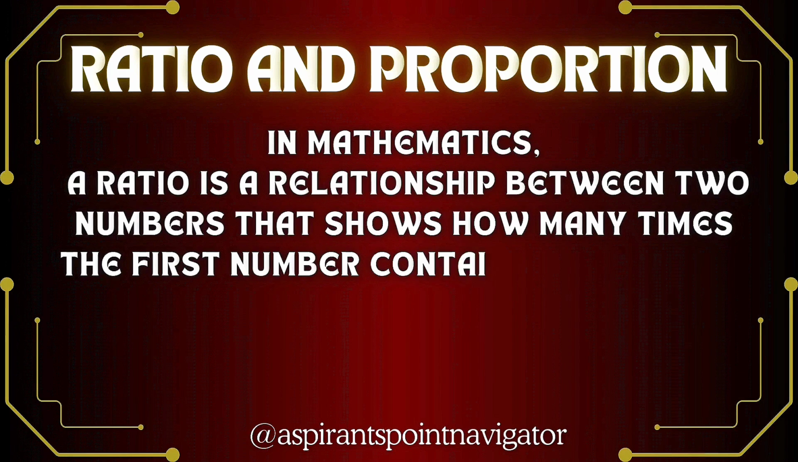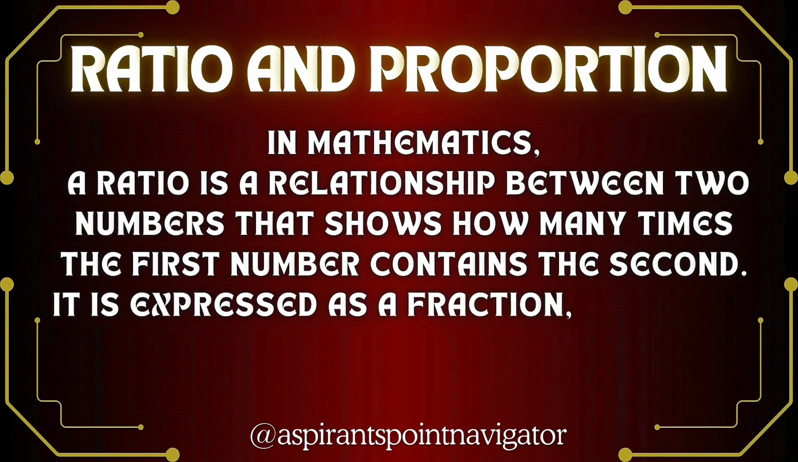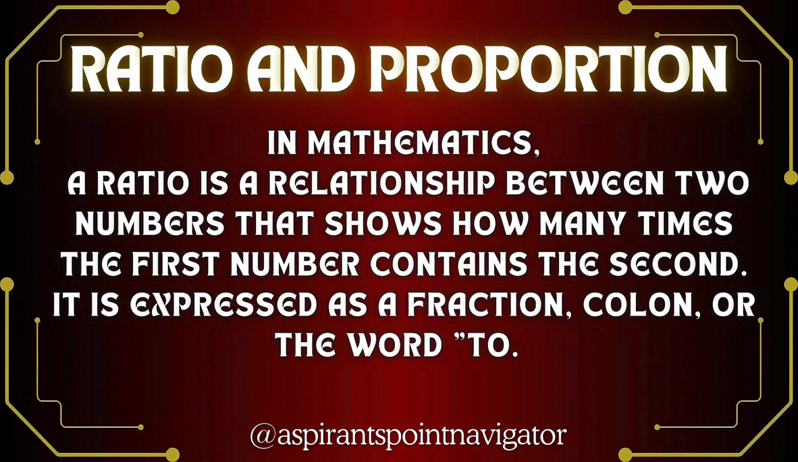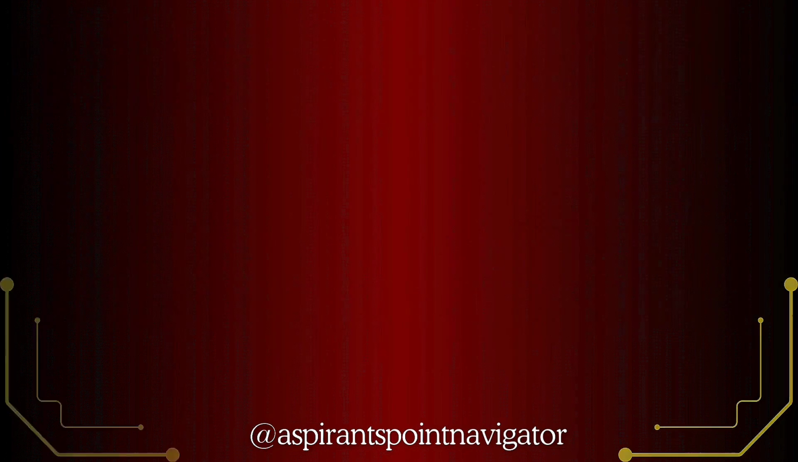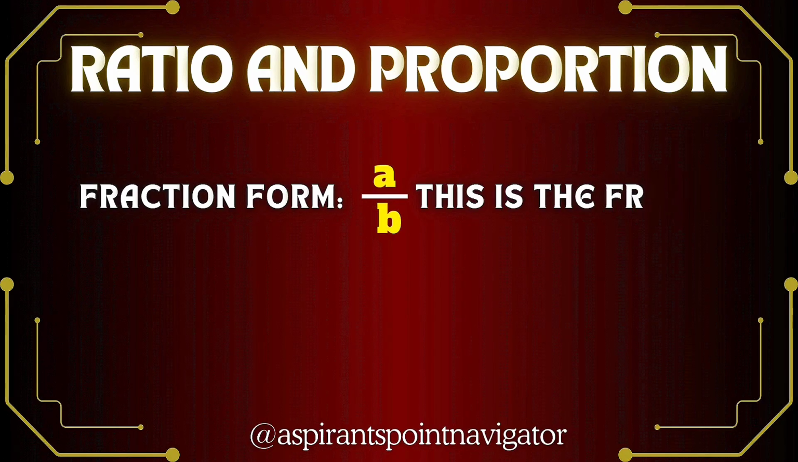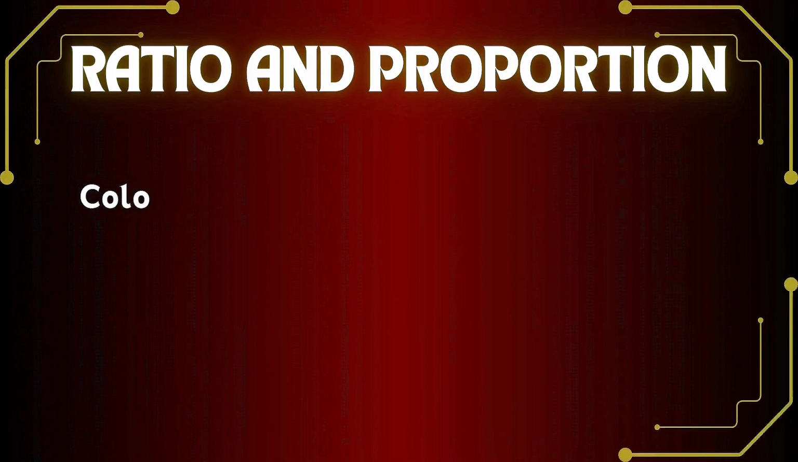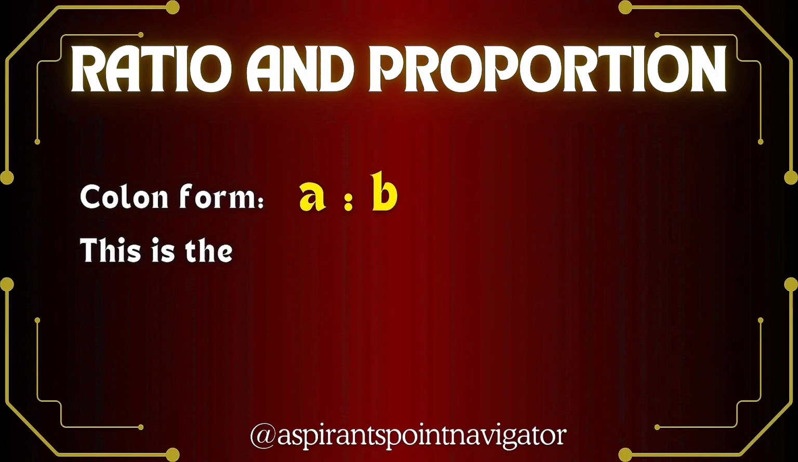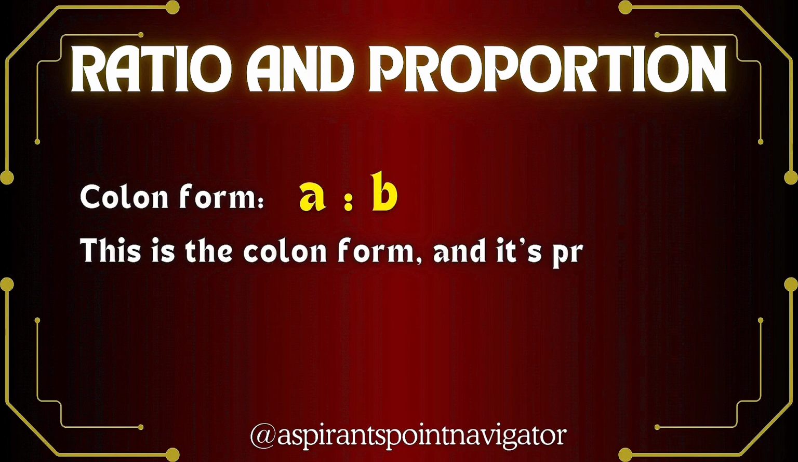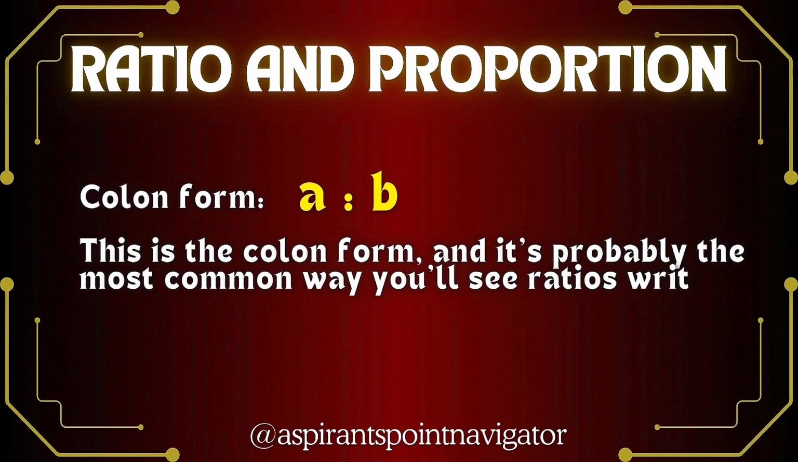first number contains the second. Ratios can be written in three common forms: as a fraction, using a colon, or even with the word "to". Let's break them down. First, fraction form, a/b. This is the fraction form of the ratio. Next, a:b. This is the colon form and it's probably the most common way you will see ratios written.